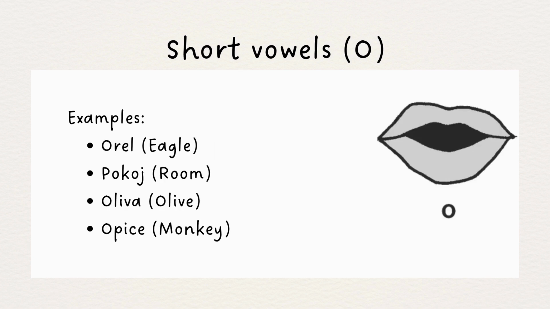O is a rounded vowel, so while pronouncing it, you'll have to round your lips, just as it's shown in the picture. Your mouth should be open probably as much as when you pronounce E, and you also pronounce O in the middle part of your mouth. O.